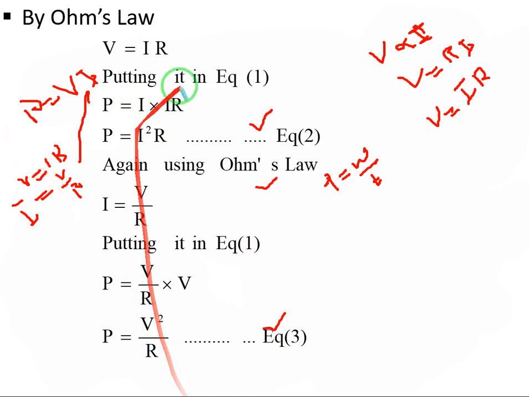But in both we have a value of resistance, because Ohm's law is about the resistance of a material. When current or voltage flows in a conductor, it means every conductor has its internal resistance. So power means how much loss you have in a conductor.